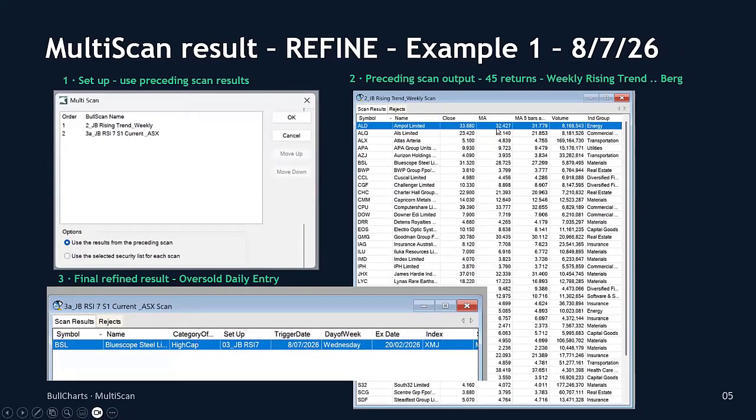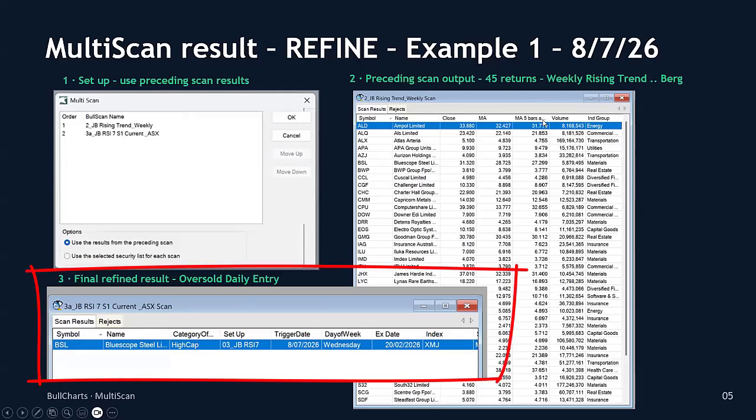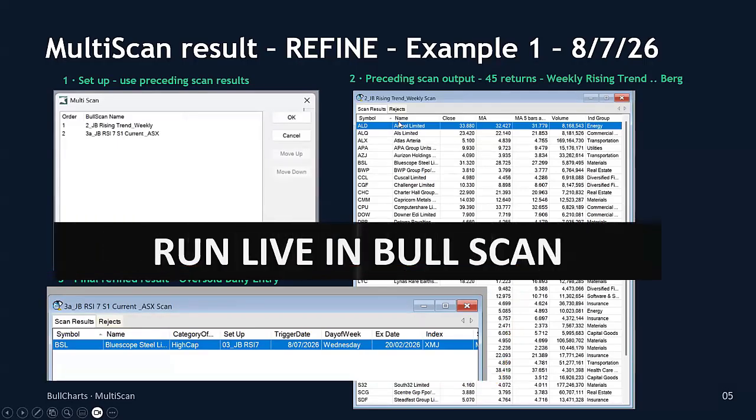You'll see as I run this, there'll be 45 returns from this weekly rising trend. Now, again, you'd think Robert and I had almost collaborated, but this is work that I'd done back on the 8th of the 7th. And out of those 45, the daily scan, looking across these 45, gave me the 1 BSL. And that 45 actually comes from a universe of about 200 stocks. All right, I'll just run that now and we'll see it happen.